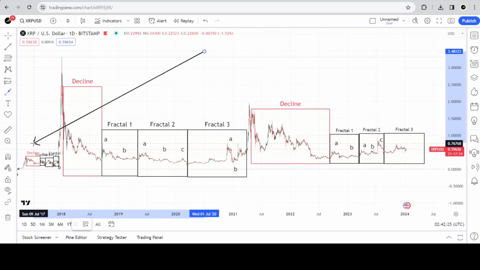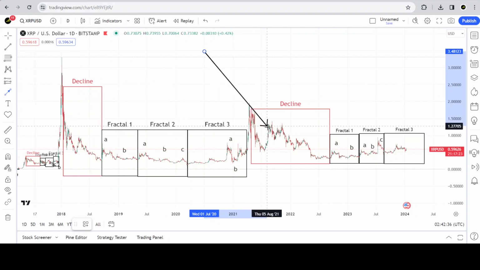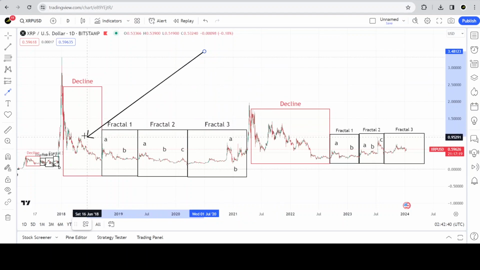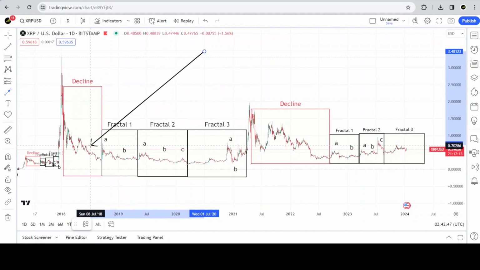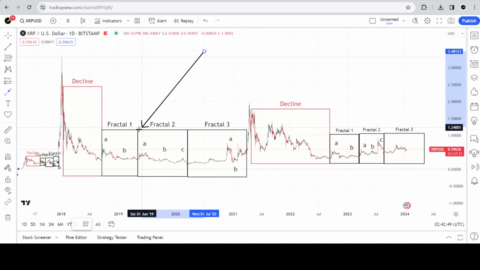Now, these bull runs, believe it or not, have the same structure. Even though this one is much smaller than this bull run right here, the structure is the same. And even though this decline looks different from this one, structurally it has the same components. After the decline comes a sideways range-bound time that exists before the next bull run. I take this range-bound time and I split it up into three different fractals.